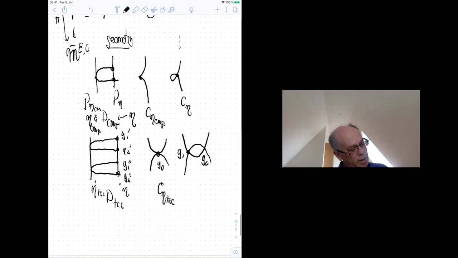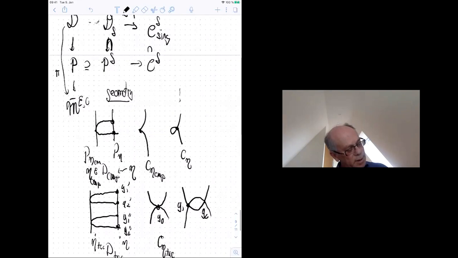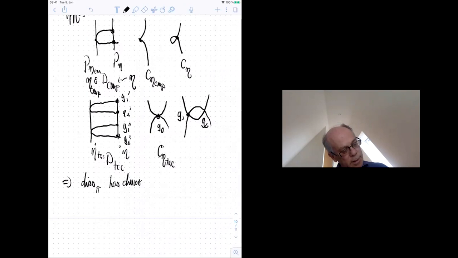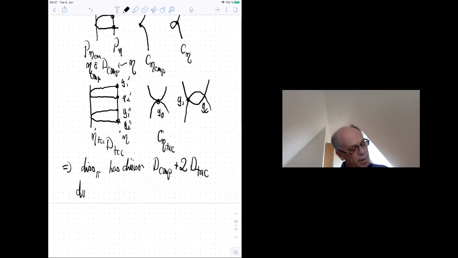It tells me that the discriminant of this map pi, remember pi is this map here, has divisor D cusp plus two D tack. Now, a discriminant is always a map. Since I'm almost out of time, I won't be able to tell you this. Discriminant is always a map to a square. It's always a section, a square of some bundle. This is just a general fact.